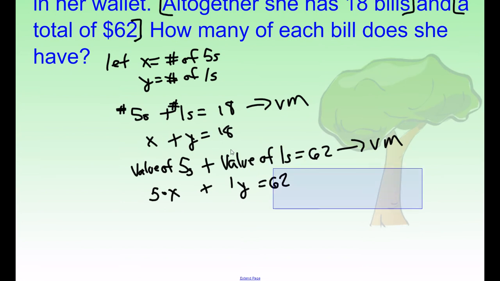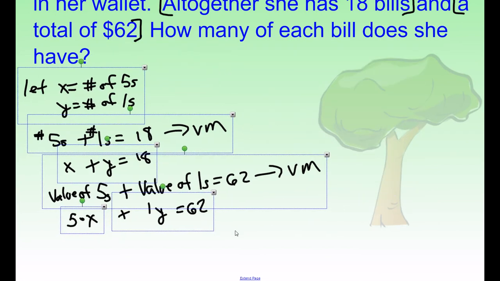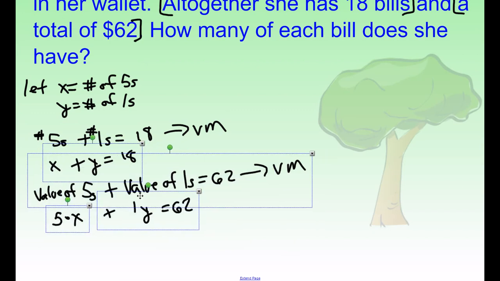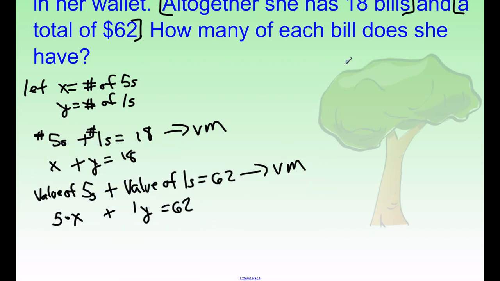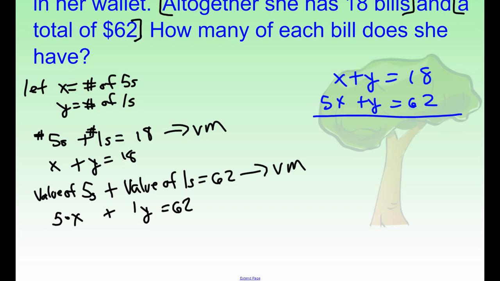Okay, so I'm going to take all of this and just slide it off to the side, save some space. And the two equations I have are x plus y equals 18 and 5x plus y equals 62. Look at that. This problem is basically begging for us to solve using the elimination method, because we have the same coefficient of y's. If I subtract these two from each other, they cancel out and they're gone. So that's exactly what I'm going to do.